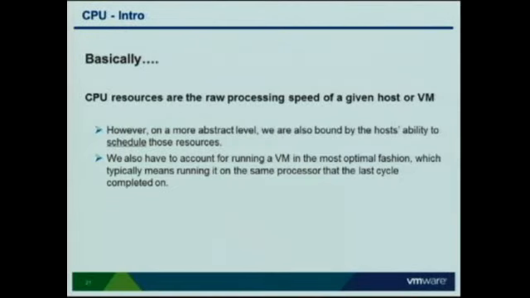So basically, CPU resources are the raw processing speed of a given host or given VM. However, on a more abstract level, what we're really trying to do is schedule those resources. So every VM that has a vCPU that needs to run, we need to make sure that we've got a physical CPU in which to run that. We also have to account for running that VM in the most optimal fashion. That typically means we're going to be running it on the same processor that VM last executed on. And we do that to take advantage of the L1 and the L2 caches, and these days the last level cache that you'll find in multi-core processors.